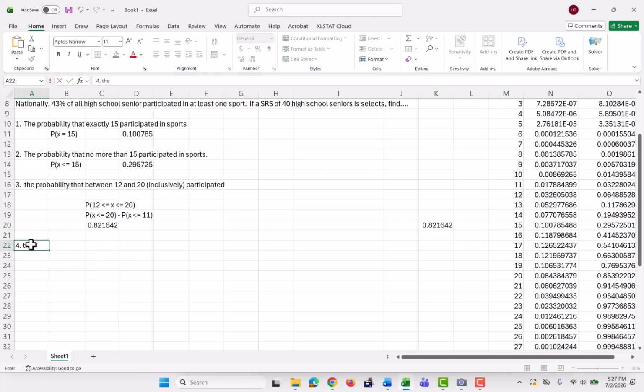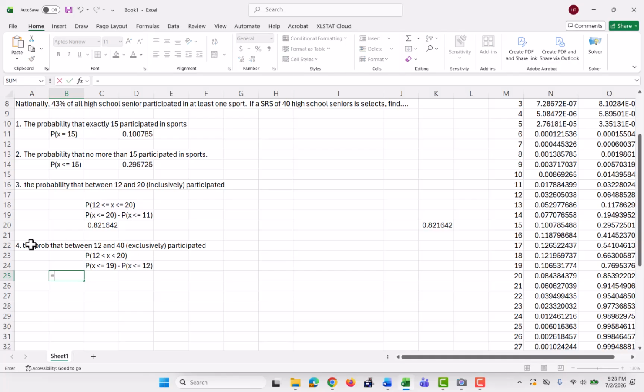What if we want to go between 12 and 20 exclusively participating? Now the 12 and the 20 do not get included. This is the probability that 12 is less than x is less than 20. So now we're actually going to adjust both of them. This is the probability that x is less than or equal to 19 because the 20 is not included. And now we're going to subtract out up to the 12 because the 12 is also not included.